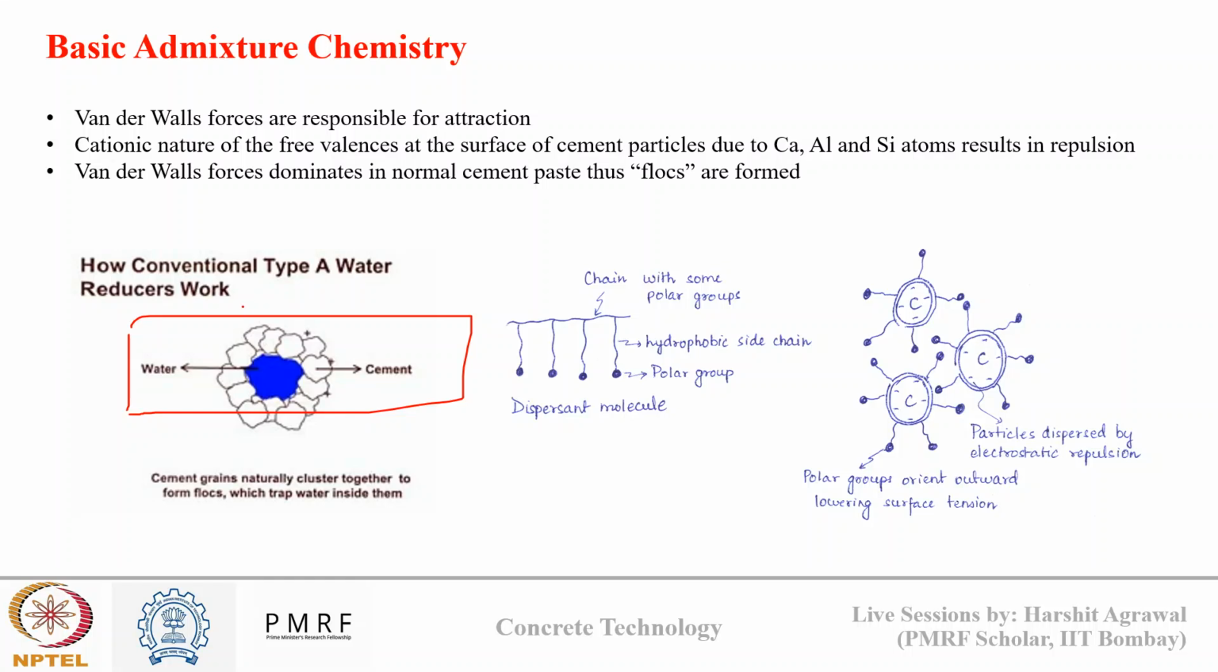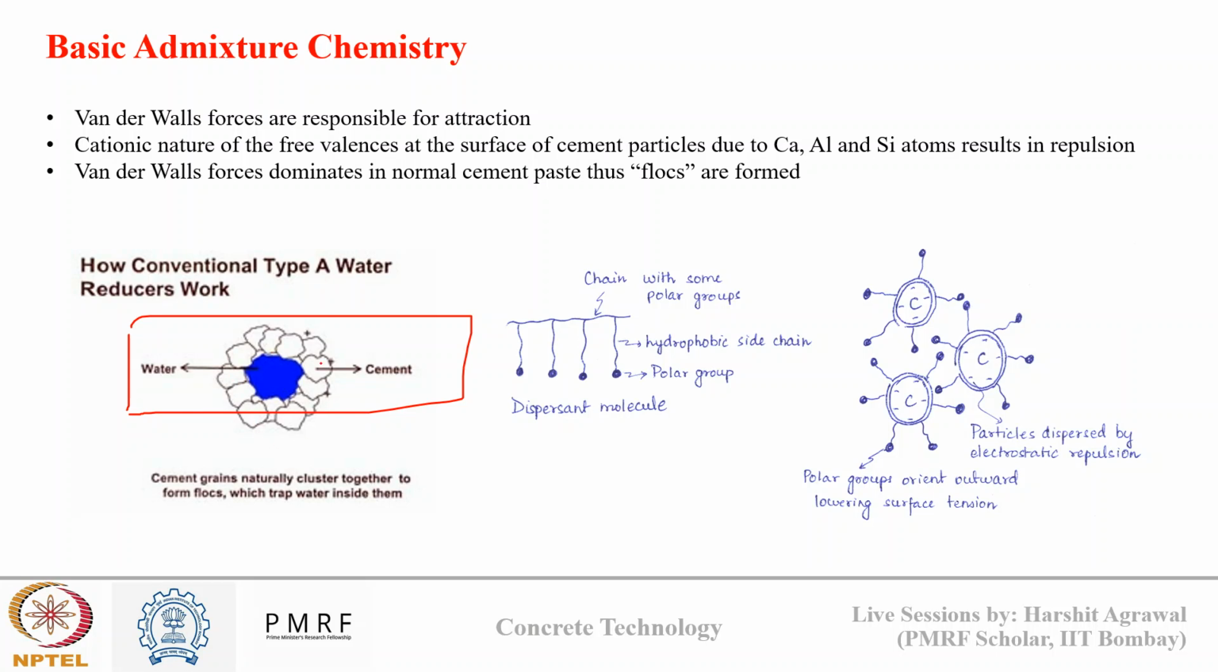There can be two things: there can be attraction or there can be repulsion. In cement, I have cationic charges present on my cement grains due to free valence at the surface of the cement particle, due to calcium, aluminium or silicate ion. Now, these charges can repel each other. However, the van der Waals force of attraction between the particles dominates over this repulsion, and thus flocks are formed. Now, when a flock is formed, water can be trapped between the cement, and this water will appear to be not contributing to my hydration because it is trapped.